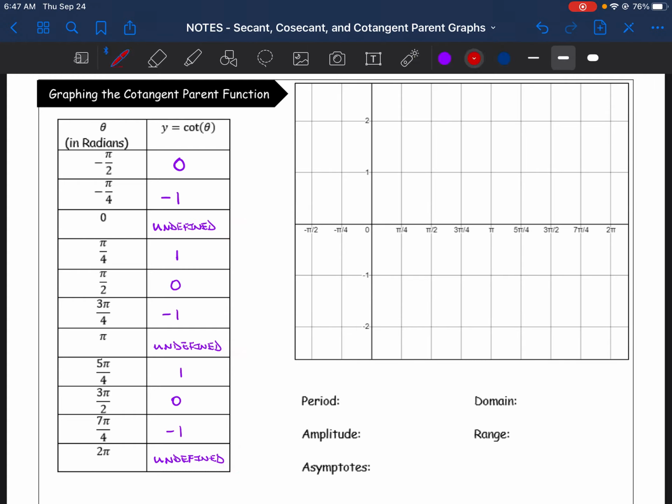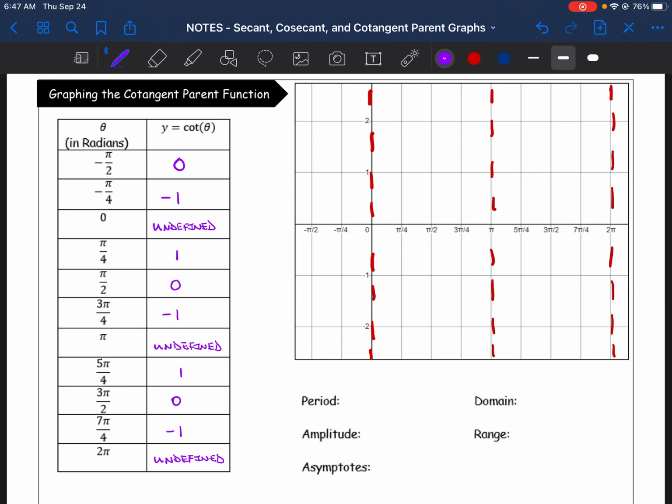We understand that these are going to result in vertical asymptotes. So we're going to have vertical asymptotes at 0, pi, 2 pi. And if we continued that pattern, we'd have one at 3 pi, 4 pi, 5 pi, every integer multiple of pi. Okay. Now let's start putting in some of these values.